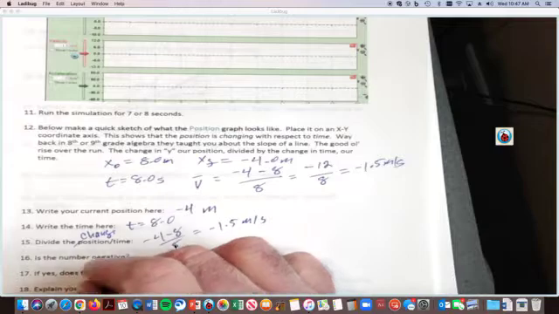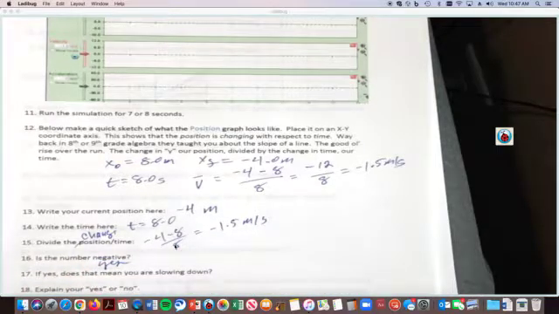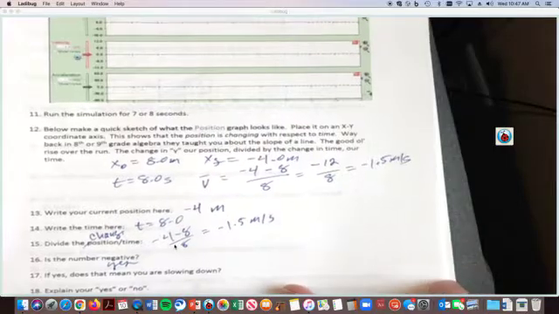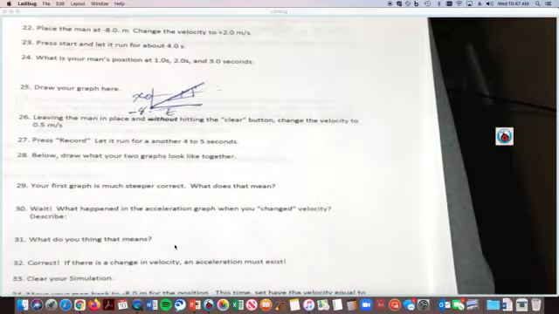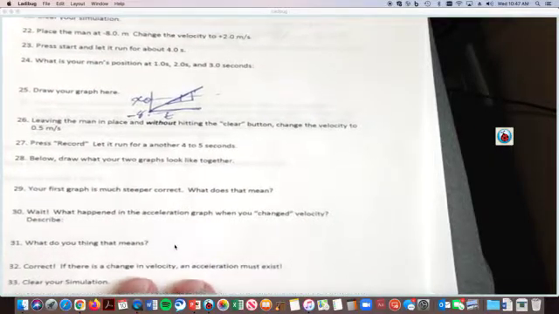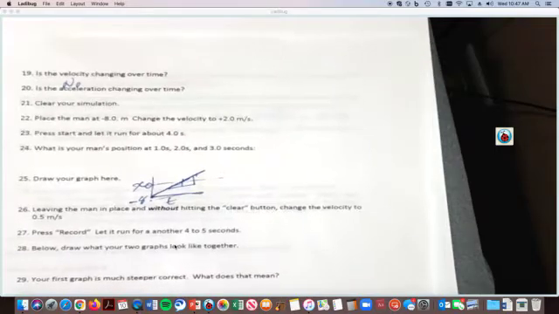Yes, it is. Okay. If yes, does this mean slowing down? No, he's not slowing down. Explain what the yes or no means. Because he's not slowing down. He's going at a constant speed, just in what direction? All right. Is the velocity changing over time? No. Is the acceleration changing over time? No. It's staying at 0.